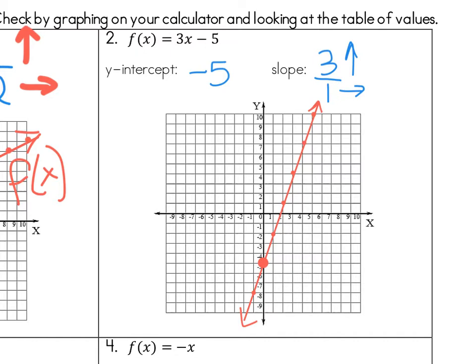So let me just highlight what I did. I started at -5, I went up 3 to the right one, up 3 to the right one, and so forth. I can also go down 3 to the left one to generate the other part of my graph, which I definitely want to do. I drew arrows on both ends of the line. You did too. Nice job.